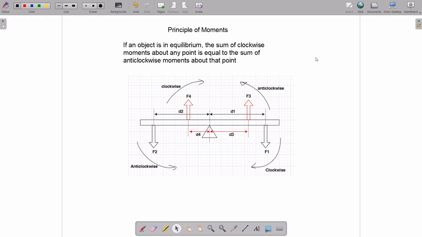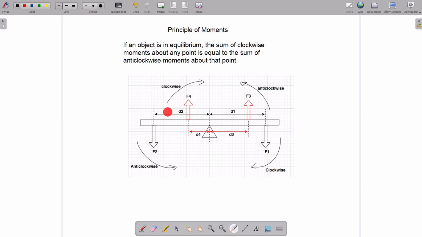In our diagram, we see a uniform bar. 4 forces are acting on the bar. We first want to pay attention to the downward forces. We have F1 and F2. F1 is acting at a distance D1 from the pivot. F2 is also acting at a distance D2 from the pivot.